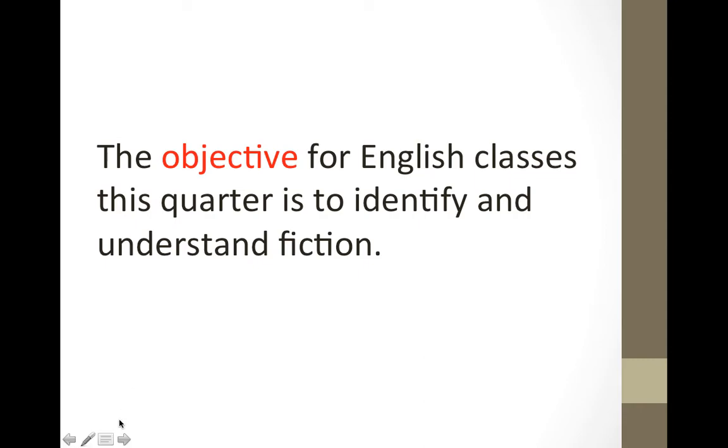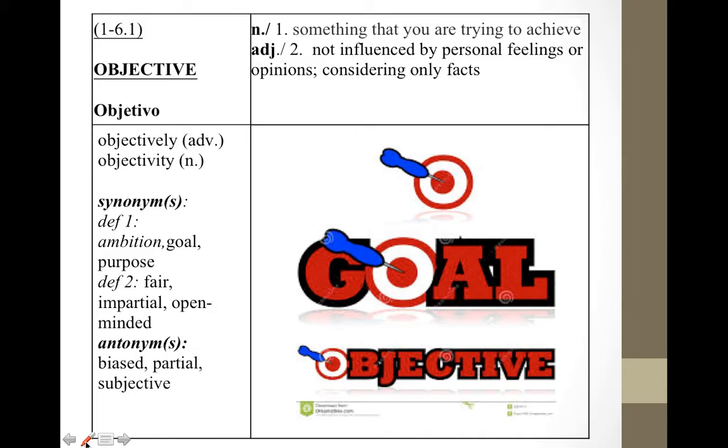And for today's word, we have objective. So let's go over the syllables of objective. Objective has three syllables. Objective. And it's pronounced objective. The translation in Spanish is objetivo.